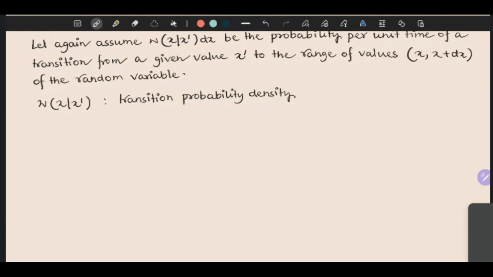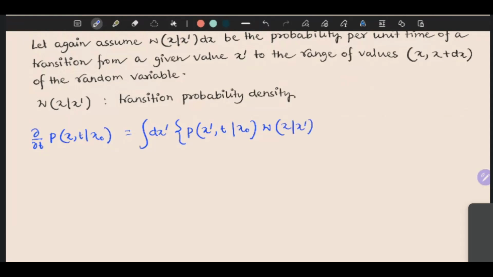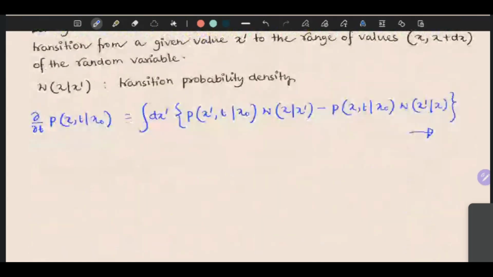So then this chain equation reduces to the master equation, namely d/dt of p of x t given x naught is equal to the integral dx prime of p of x prime t given x naught times w of x, x prime, minus p of x t given x naught times w of x prime, x. So this is equation number 4.